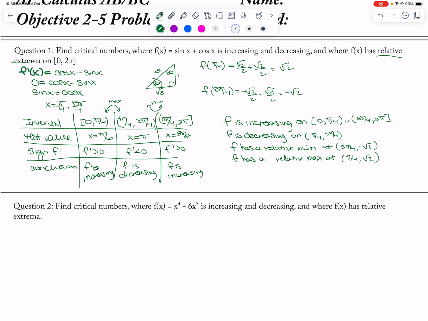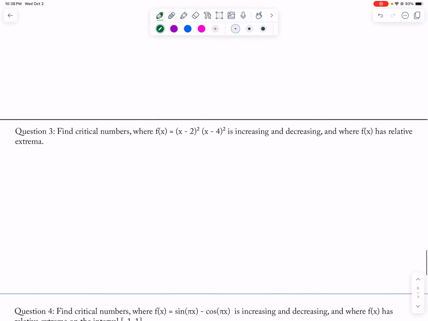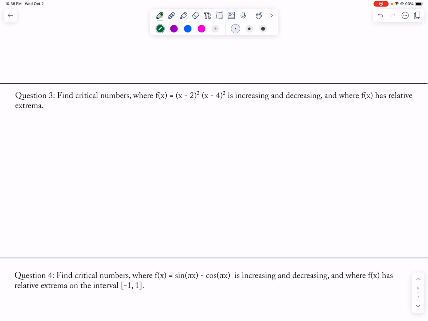Okay, so now we're going to go ahead and look at the next one. These are a little longer. This is where everybody gets a little confused. If I were to do f prime of x here, this is going to be a product rule. So it's x minus 4 squared times 2 times x minus 2, and then plus x minus 2, the quantity squared, times 2 times x minus 4.